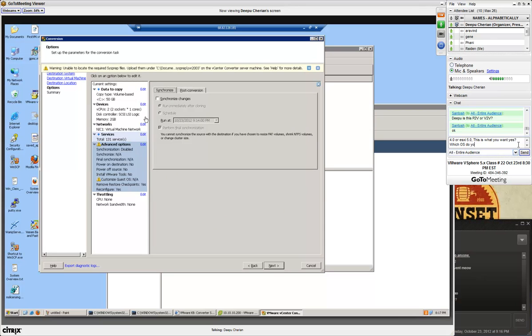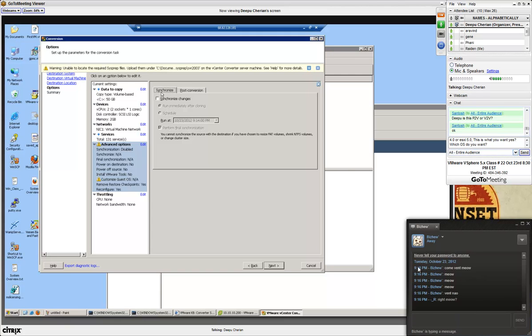Then you come to the edit option here, synchronize. This is actually the new feature. This is for some continuous replication. After you have converted, if the original server keeps on changing, it will keep on synchronizing the changes. You don't want to do that.